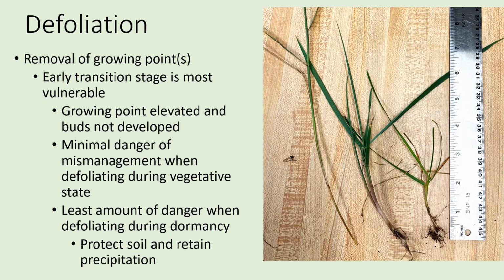The least amount of danger for defoliating is during dormancy. During the winter, usually you're not going to hurt the plant, as long as you don't have animals out there when it's muddy or something and you're damaging the crown of the plant. But you do want to keep in mind protecting your soil and retaining precipitation, so it's best to keep at least 3 to 4 inches of growth even through the winter.